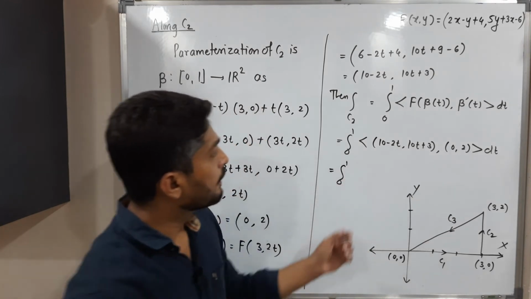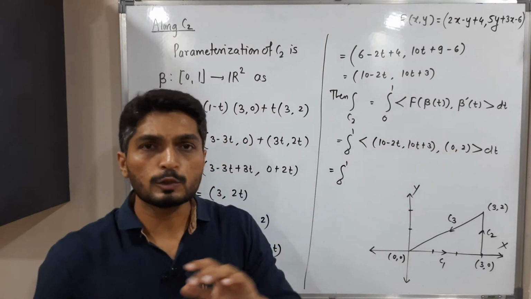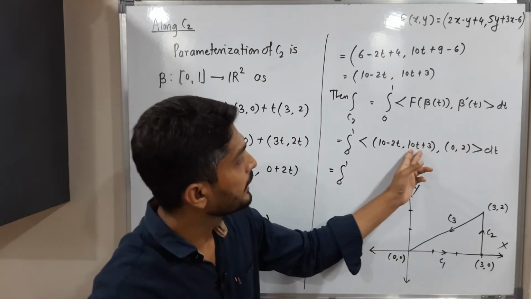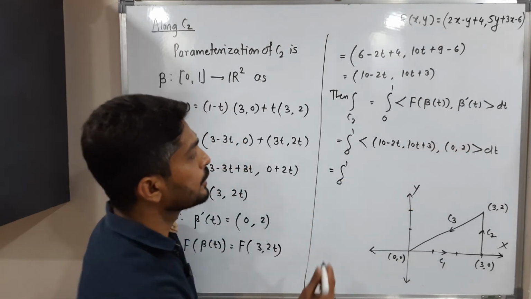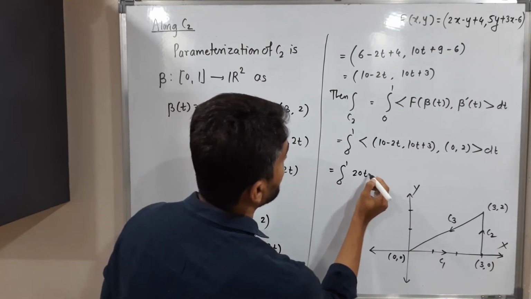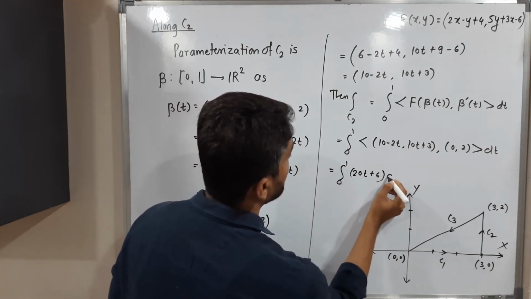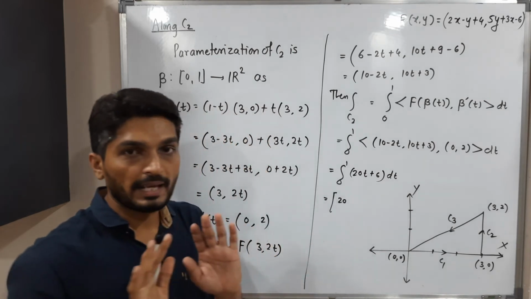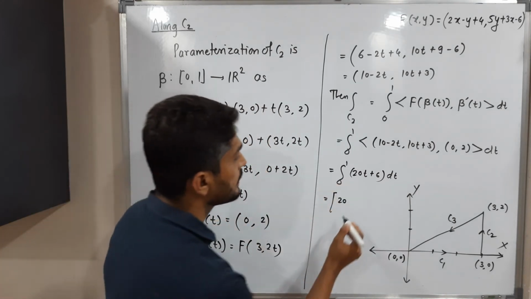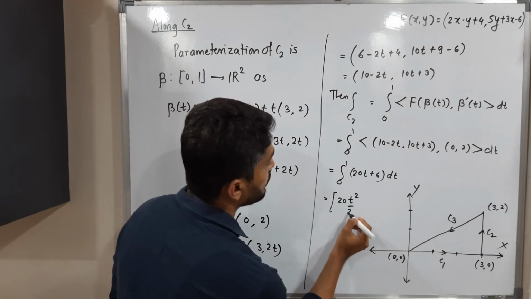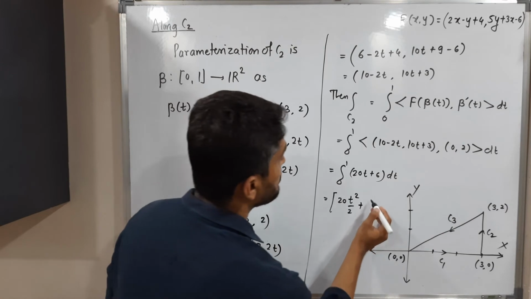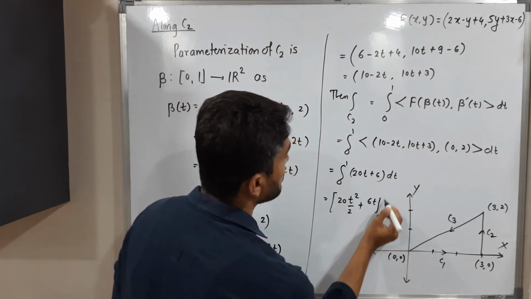So what do we do? First component into first. So 0 into anything is 0, no need to worry. Let us go for the second component, 10t plus 3 into 2. So that means we will have 20t plus 6 dt. Let us integrate. So 20 is a constant, will be as it is. Integration of t is t square by 2, plus 6 is a constant. So its integration will be simply 6t, 0 to 1.